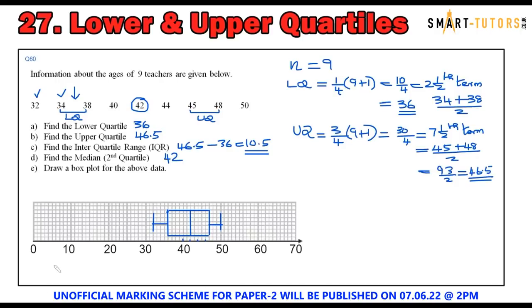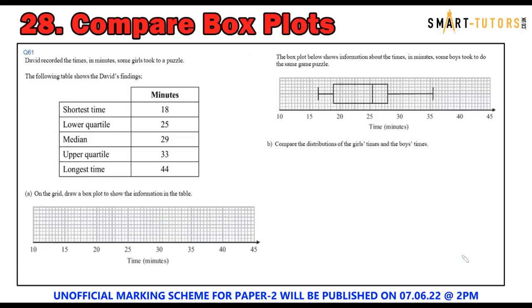Make sure you understand how to find the elements: lower quartile, upper quartile, interquartile range, and median. After you find all the elements of the box plot, draw a rectangular box with the lower quartile and upper quartile, with the lower value and upper value on either side. So that is drawing the box plot, question number 60. And this one is comparing box plots.